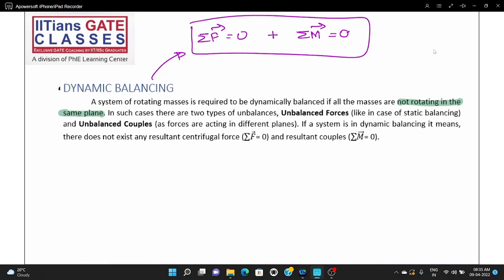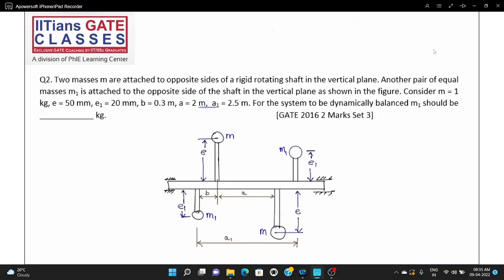The second point, the system of masses are not rotating in the same plane. So there can be unbalanced forces and also unbalanced couple. The equations are almost the same, like you have done for summation of forces equal to 0, similarly you'll have to do summation of moment equal to 0. We will not go through the equations. It will not be very important with respect to your exam. Now, for the GATE exam, you might have to study it, but not for this exam.